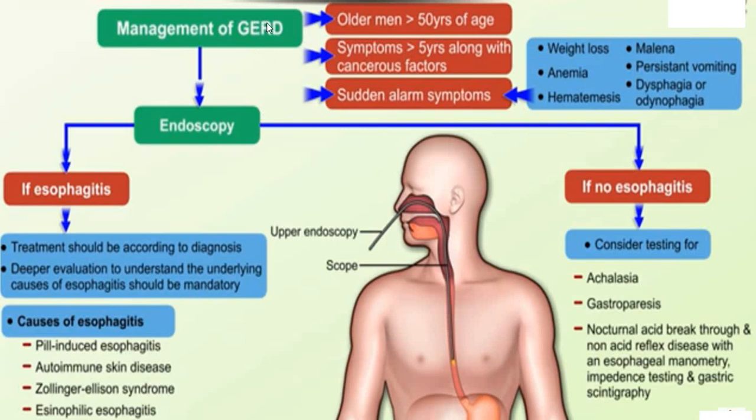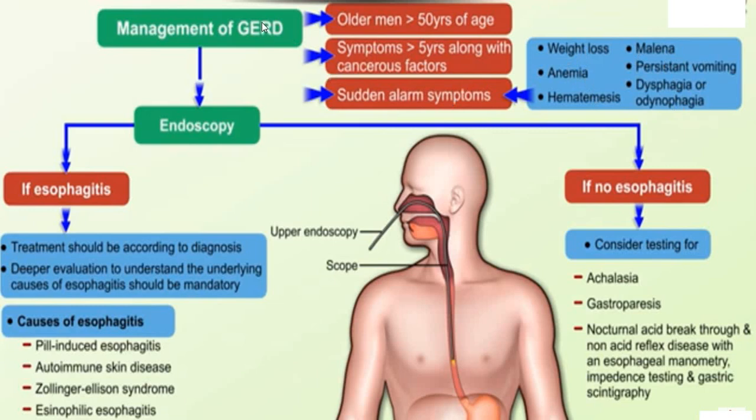So this is a nice slide, so I'll take a little time. If the person is more than 50 years of age, or has symptoms for more than 5 years along with cancerous factors, or sudden alarming symptoms like weight loss, anemia, hematemesis, melena, persistent vomiting, dysphagia or odynophagia, you have to go straight for investigation and surgical intervention.